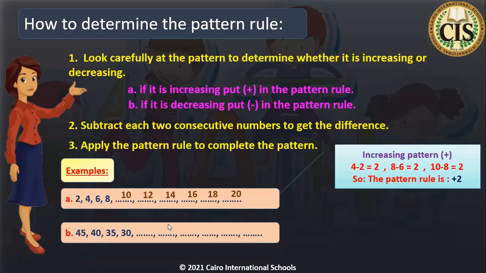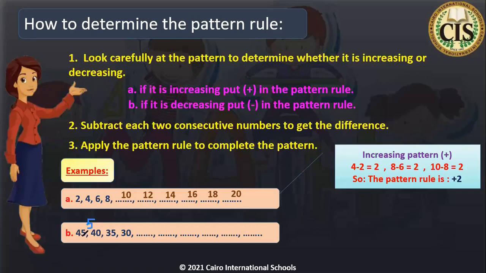The next pattern: 45, 40, 35, 30. Can you tell me if the pattern is increasing or decreasing? The pattern is decreasing because the numbers are getting smaller. So decreased by what? Subtract the first two numbers. 45 minus 40. Count from small to big. After 40: 41, 42, 43, 44, 45. So the result equals 5.